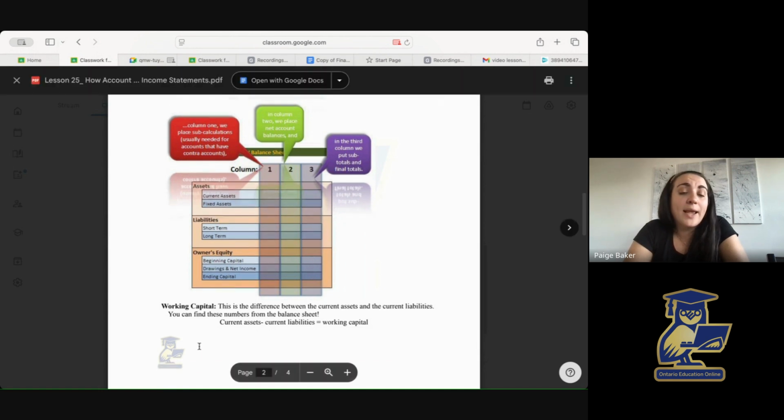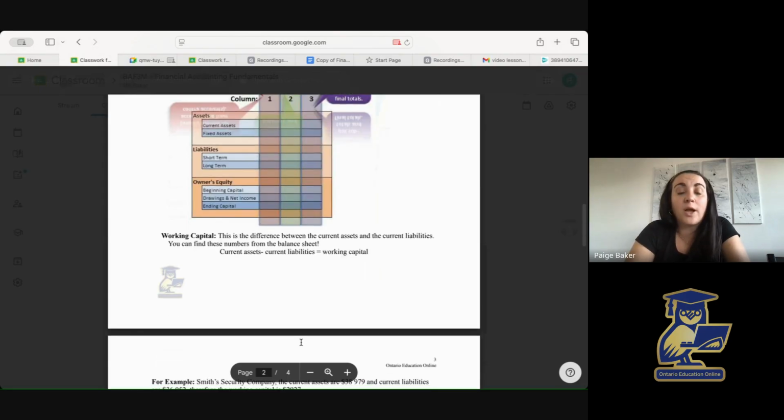Now, lastly, the working capital is the difference between the current assets and the current liabilities. So you can find this by taking your current assets alone and subtracting your current liabilities, and this will give you your working capital.